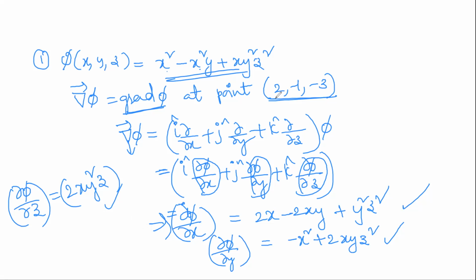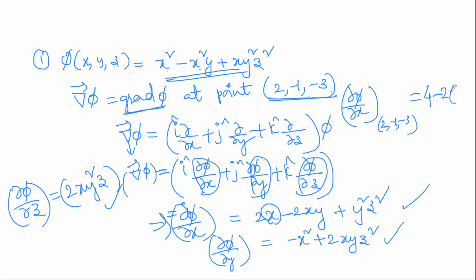What about at the point 2, minus 1 and minus 3, I want to calculate. So let me substitute here itself, or else you can calculate grad phi directly, but let me substitute here. So dou phi by dou x at what point? 2, minus 1, minus 3. So instead of x we substitute 2, instead of y we substitute minus 1, and instead of z we substitute minus 3. Now what I'll get here, you tell me. So 2 into 2, 4, minus 2 into minus 1, plus minus 1 whole square into z square. What is z square? Minus 3 whole square, right? 4 plus 4 plus 9. So finally I'll get 9 plus 4, 13 plus 4, 17.